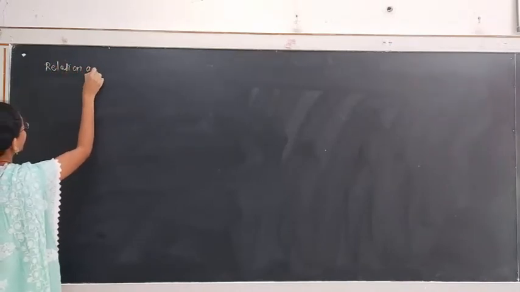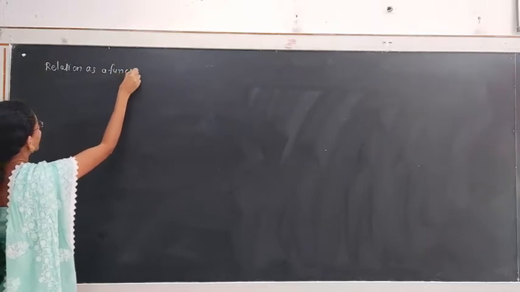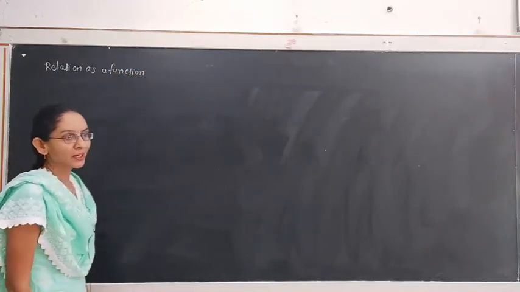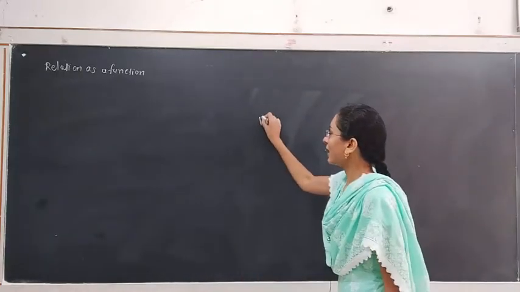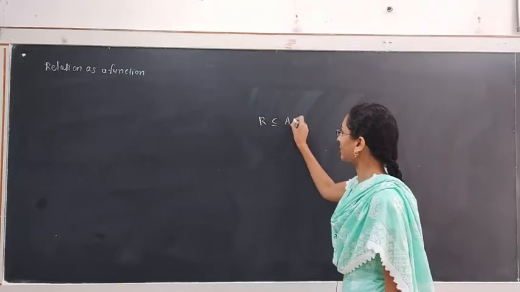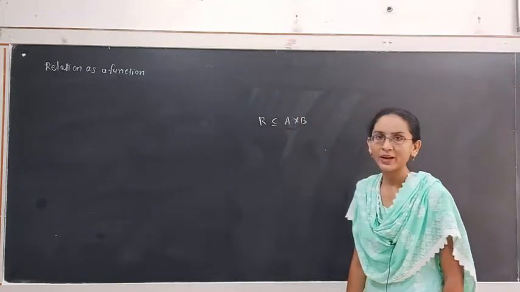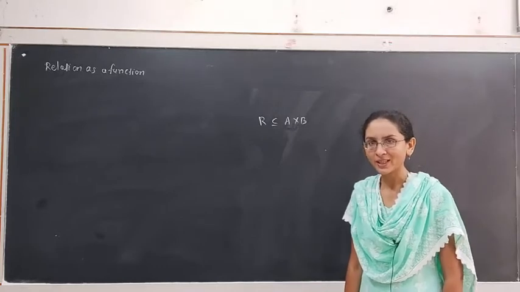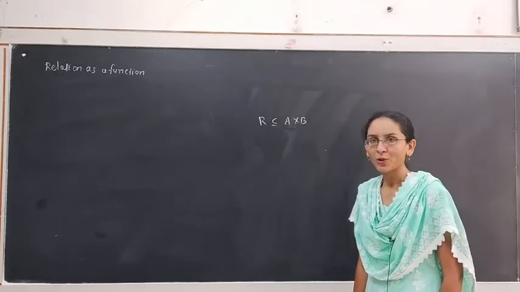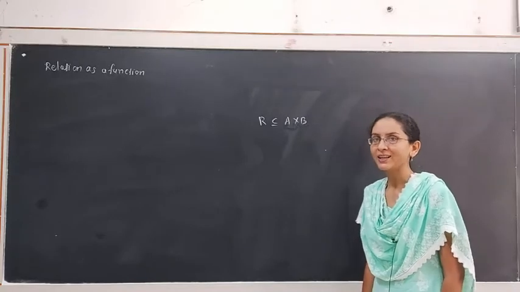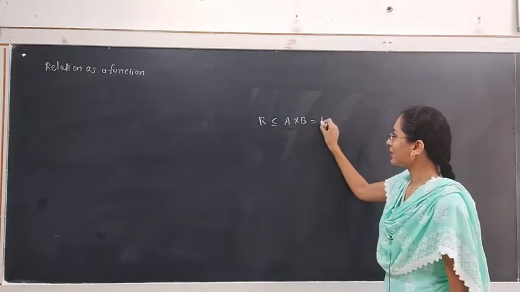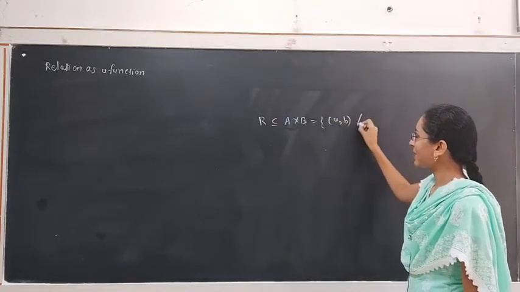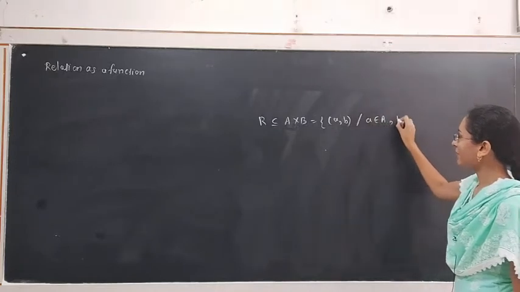Relation as a function. We know the definition of relation. If we have two sets A and B, then relation R is a subset of A cross B. If A and B are two sets, then a relation from set A to set B is the set of all ordered pairs that are contained in A cross B set. That is, R is a subset of A cross B. What is A cross B? The set of all ordered pairs of the type (a, b), where a belongs to set A and b belongs to set B.